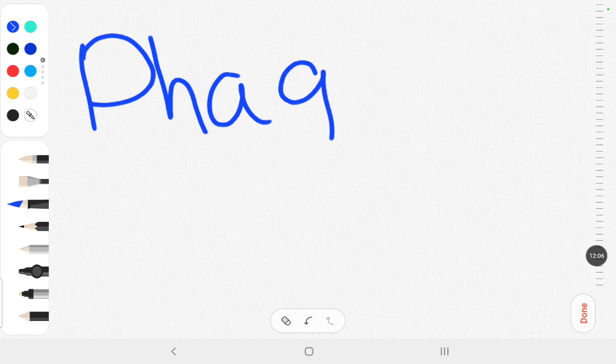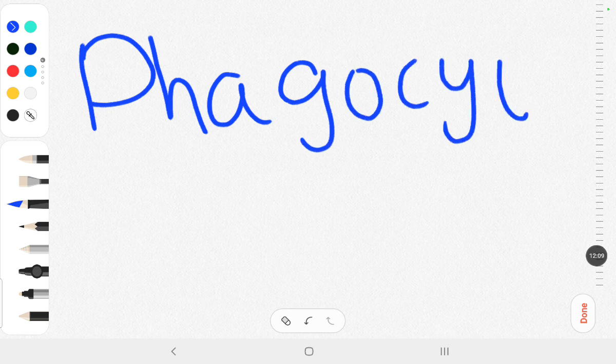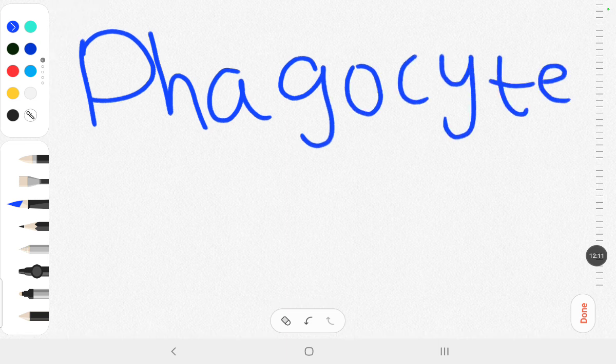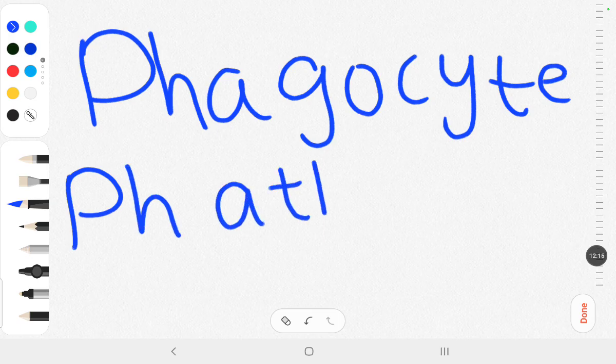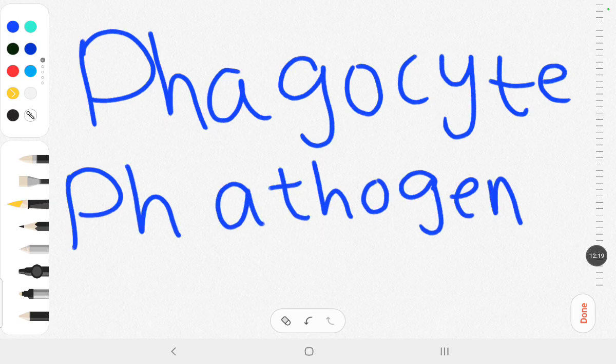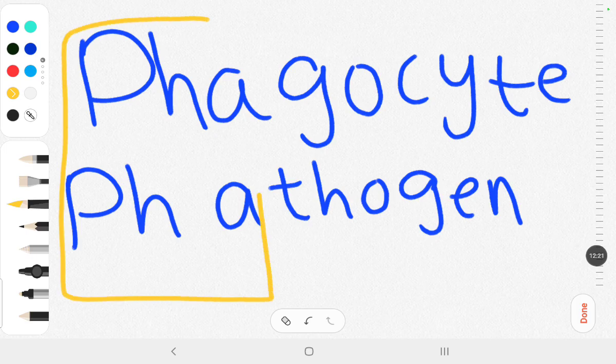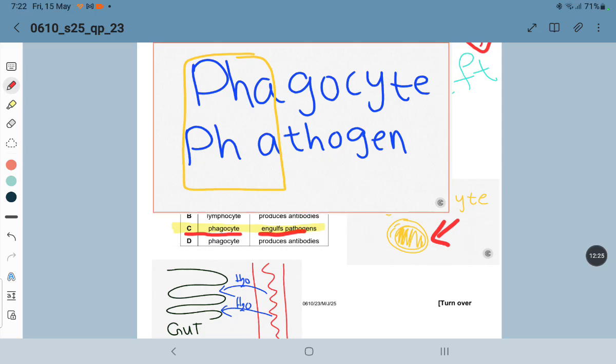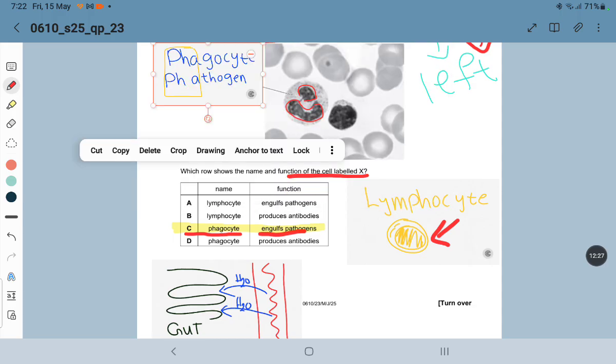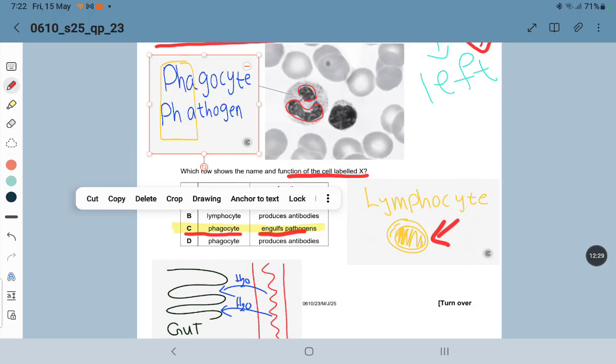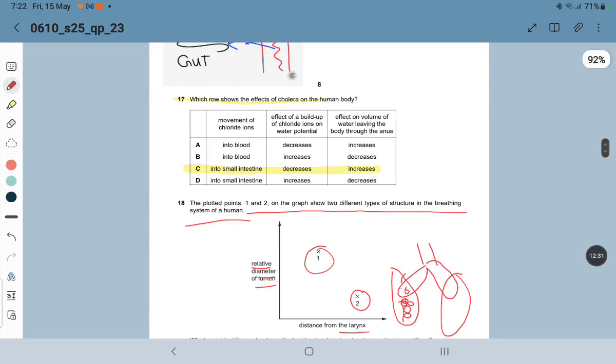We can say that phagocyte means pathogens. And where is the similar part? Well, the similar part is right here. So just memorize these for you to understand and study. Okay, now moving on to the next question.